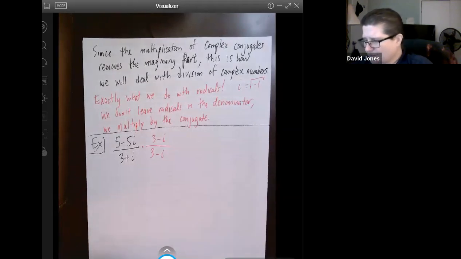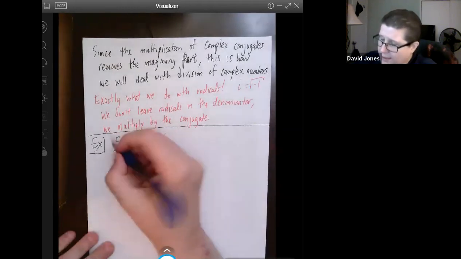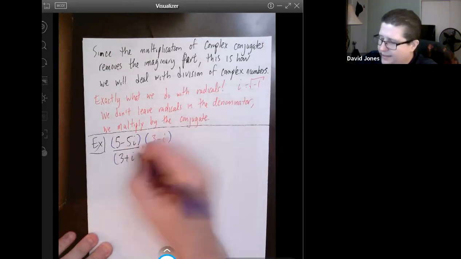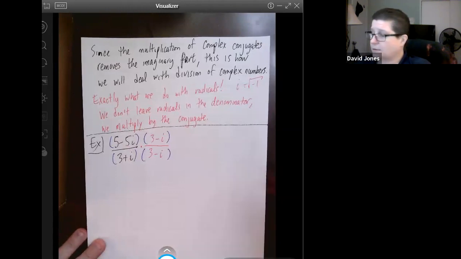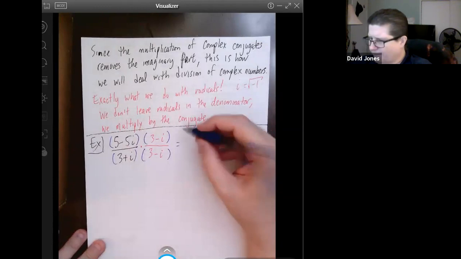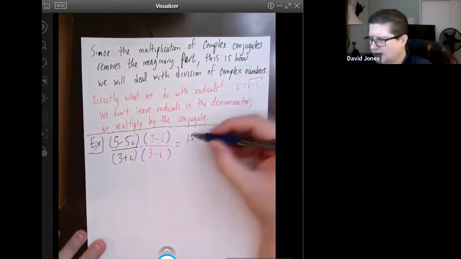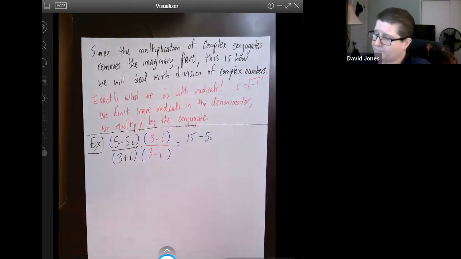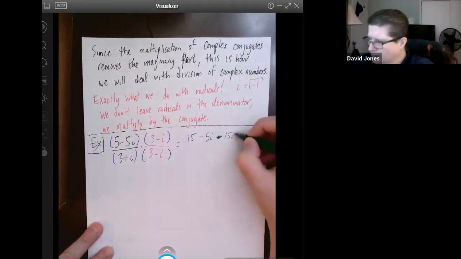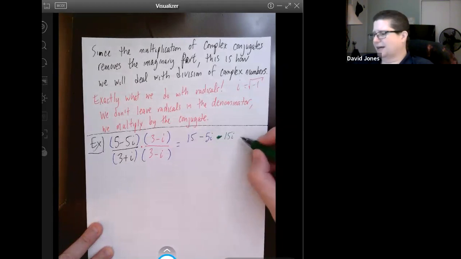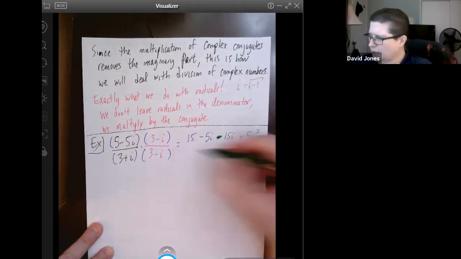Now, since I've got plus signs and minus signs in there, addition and subtraction, I should introduce parentheses to make it clear that I need to distribute. So on the top, I've got 5 times 3 is 15. 5 times negative i is minus 5i. And then I've got negative 5i times 3 is minus 15i. And then negative 5i times negative i is plus 5i squared.